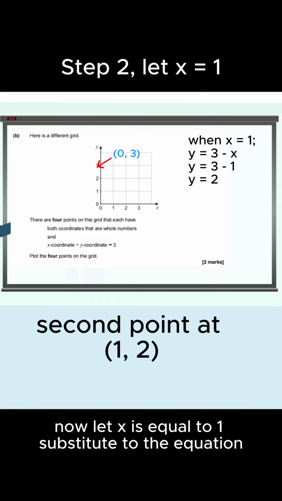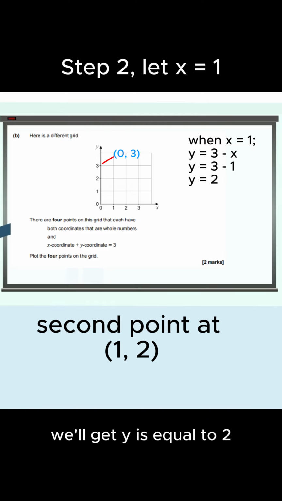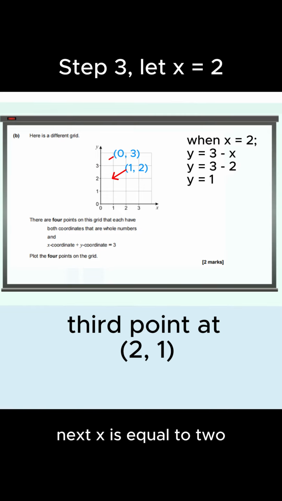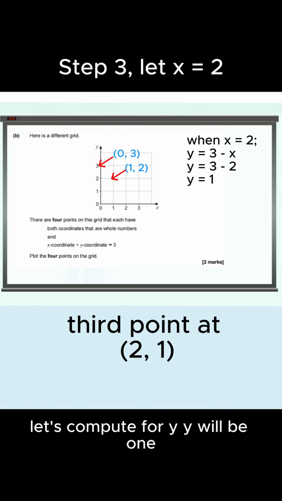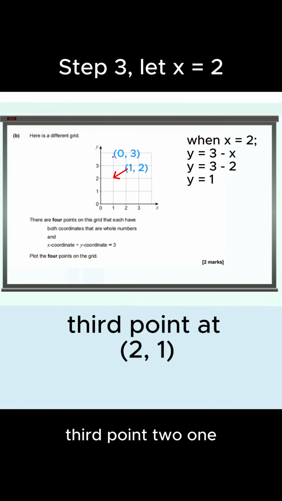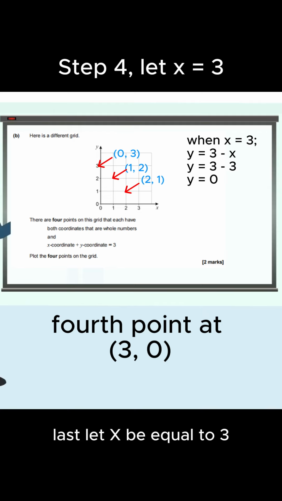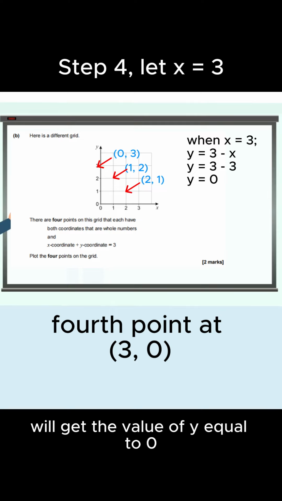Now let x is equal to 1. Substitute to the equation, we'll get y is equal to 2. Our second point, (1, 2). Next, x is equal to 2. Let's compute for y. y will be 1. Third point, (2, 1). Last, let x be equal to 3. Substitute it to the equation, we'll get the value of y is equal to 0. That's our fourth point, (3, 0).